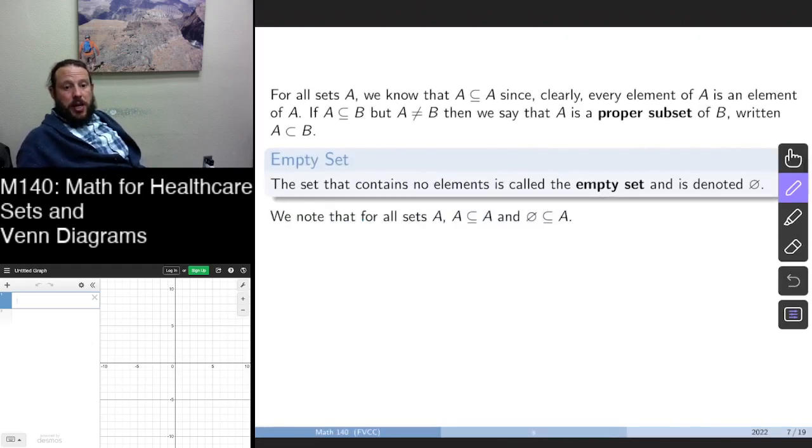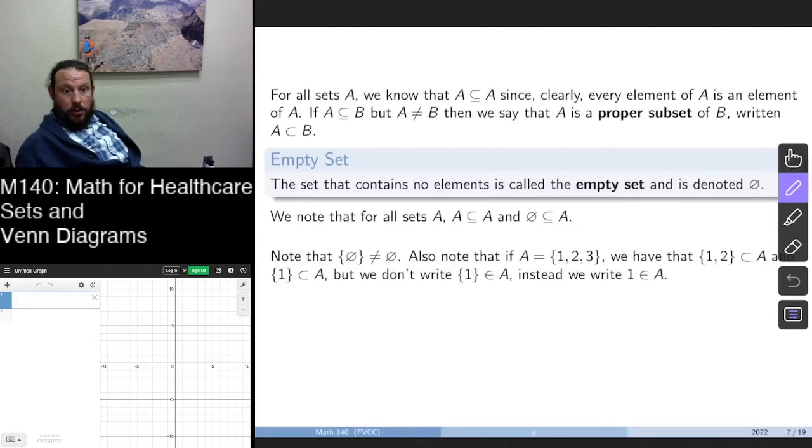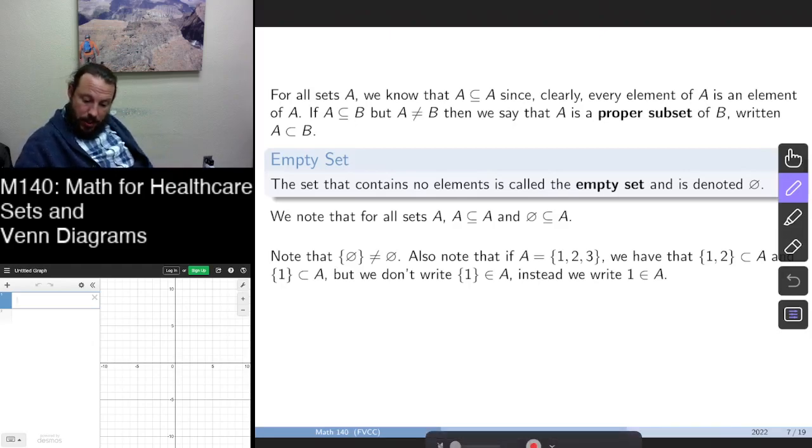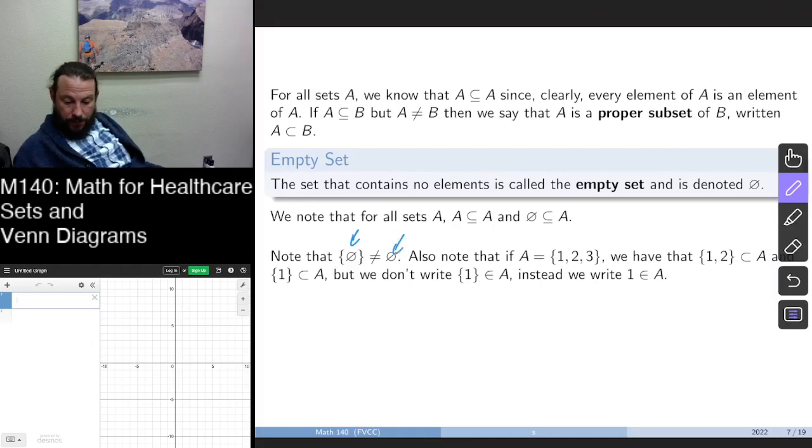For all sets A, like we saw, A is a subset of A, and also the empty set is a subset of A. Since it's empty, no matter what set A is, the empty set is a subset of it. Also, notice that the set containing the empty set is not the same as the empty set.